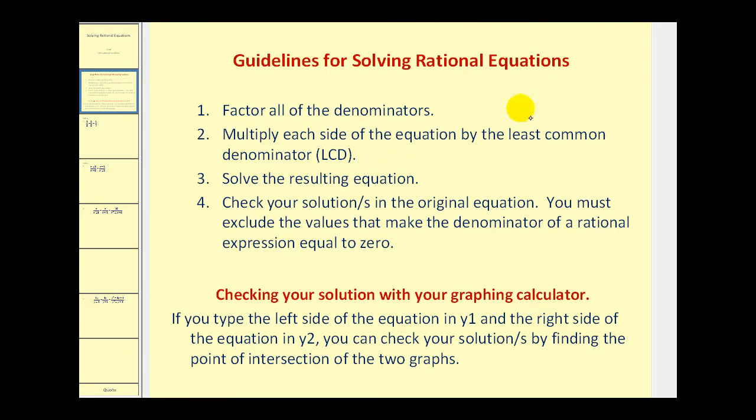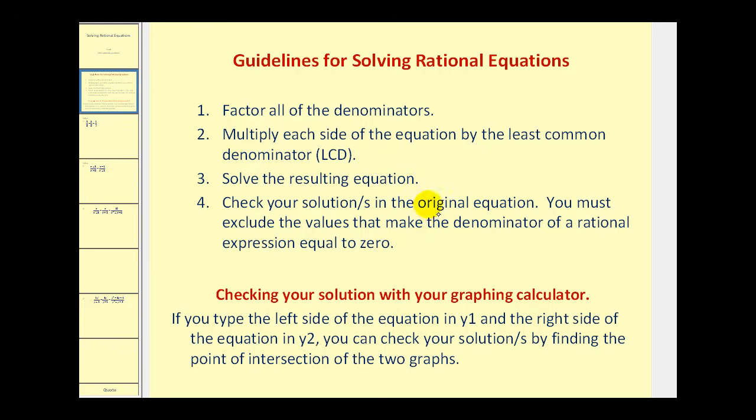Step 1, we will factor all of the denominators. And step 2, we'll determine the LCD and then multiply each side of the equation by the LCD, or least common denominator. Then we'll solve the resulting equation and then we'll check our solutions.